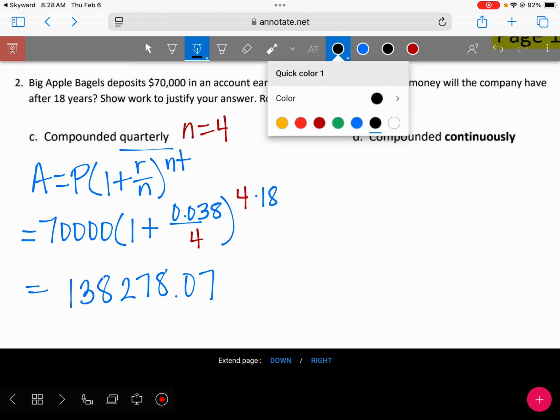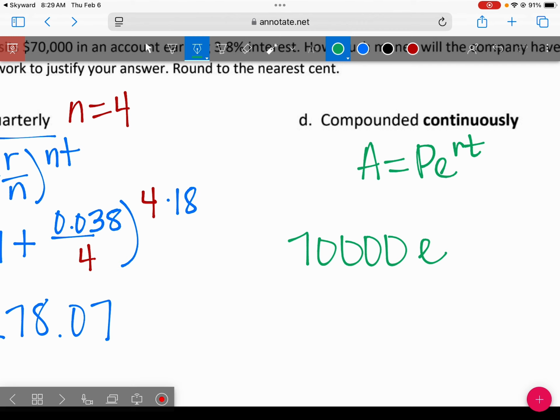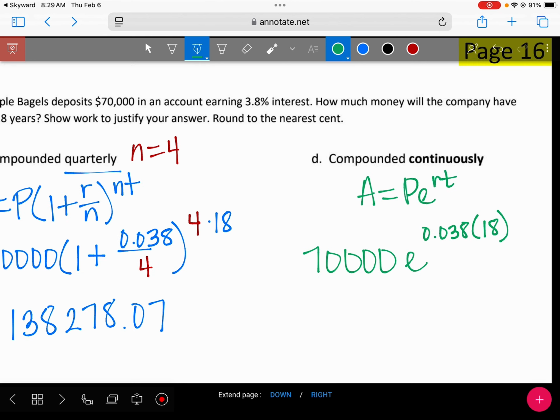Okay, next one, continuously. So now we're going to use that new magic formula, which is this. All right, so we're going to type in 70,000. Now we have to pull up that E. So you're going to hit the green key, hop down 2 times to the LN to get the E. Your exponent will be 0.038 times 18. Go ahead, type that in. And again, your answer should be close to about 138,000.